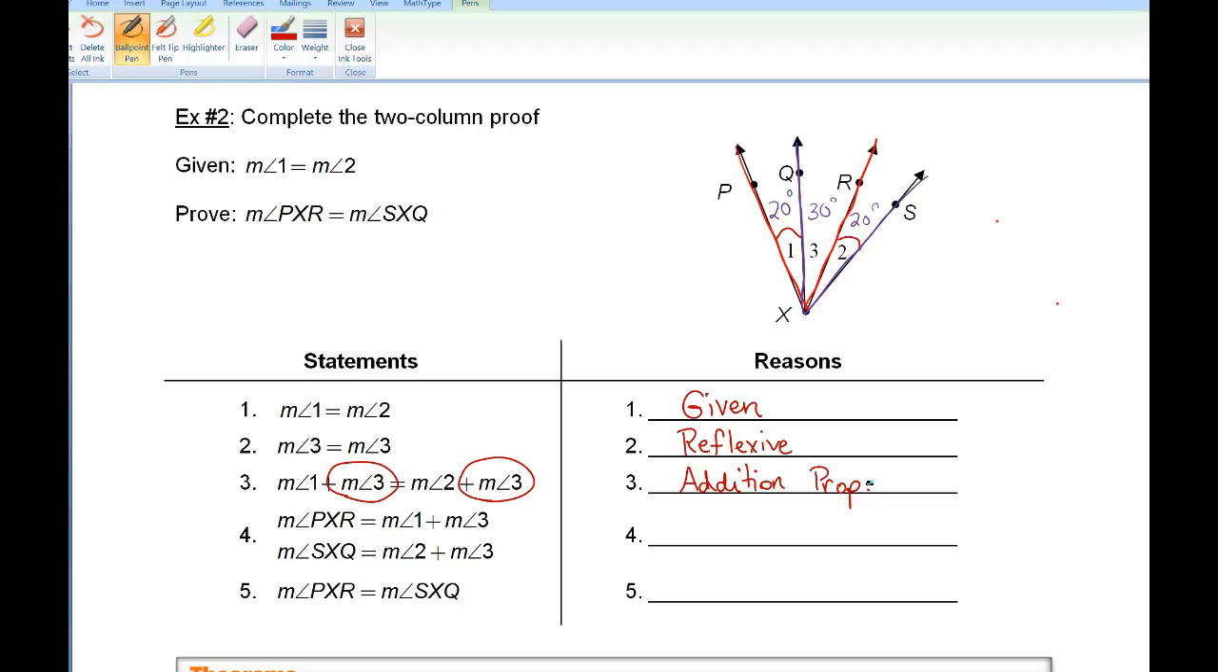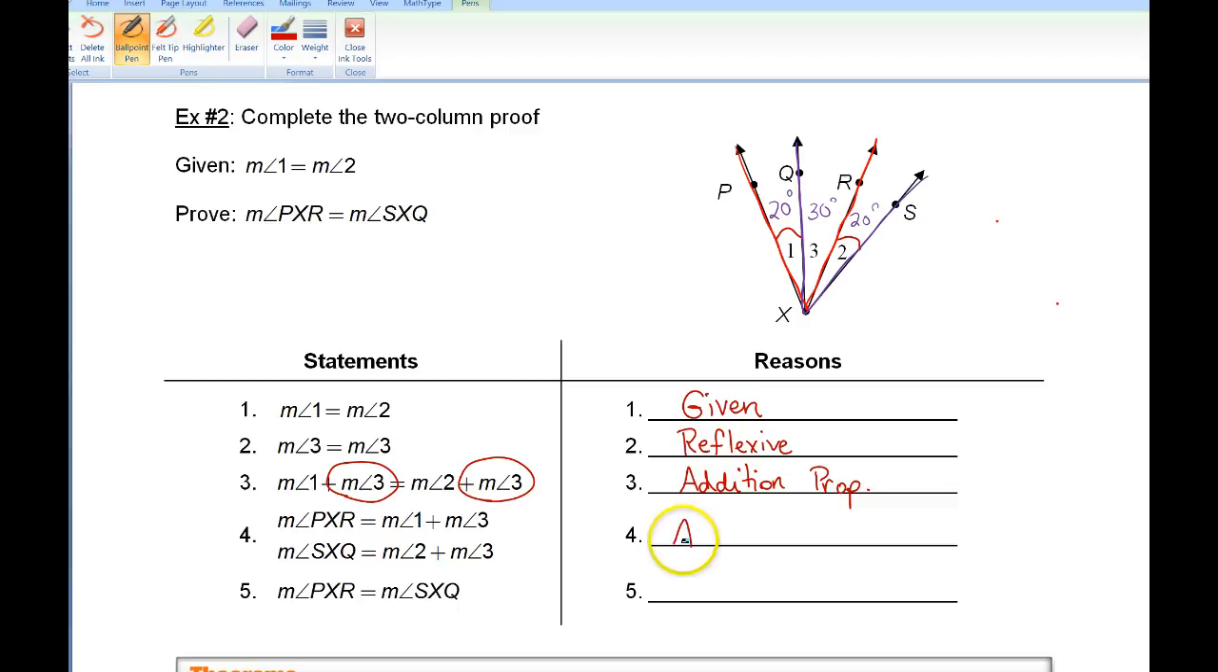Number 4. Oh, this is a little different. These two lines are for statement 4. Number 4 is not based on the previous statements. It's actually based on the picture. So when it's based on the picture, it's probably our angle addition postulate, because the same thing was true when we did segment addition. So let's just make sure angle PXR is equal to measure of angle 1 plus measure of angle 3. Yeah, that's angle addition postulate. And same thing for the second line here.